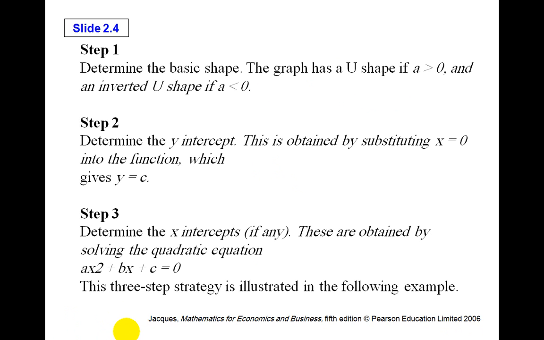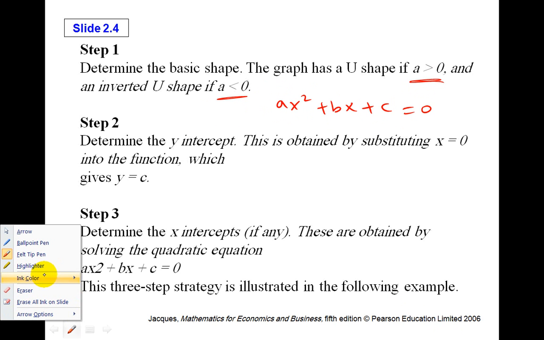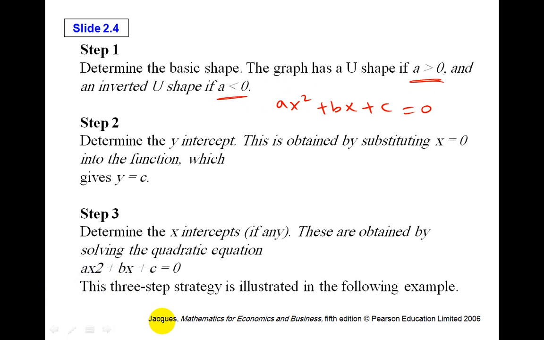Okay, so here you have 3 steps that you have to follow in sketching this type of graph. The first step is to determine the basic shape. The graph has a U shape if a is greater than 0, and it will be inverted if a is less than 0. That means I'm talking about ax squared plus bx plus c equals 0, this general form. If a is positive, it will be a normal U-shaped parabola, and if a is negative, it will be like a sad face or an inverted U-shape.